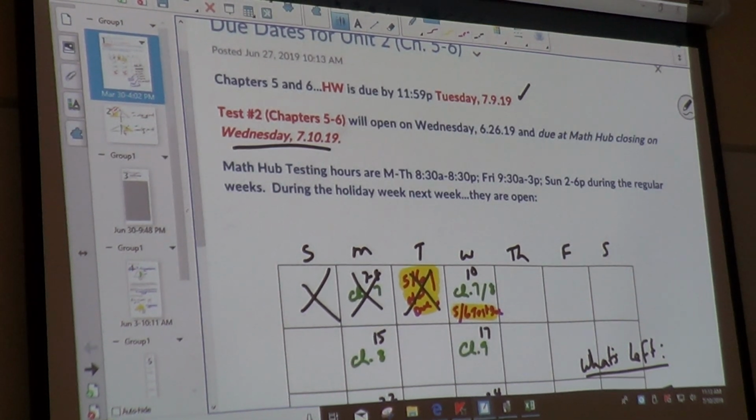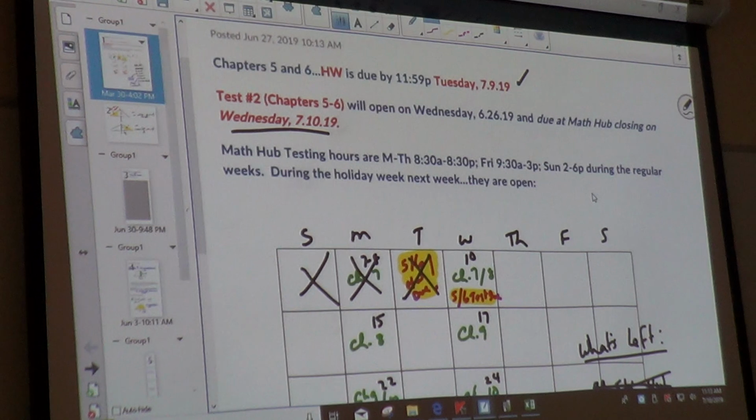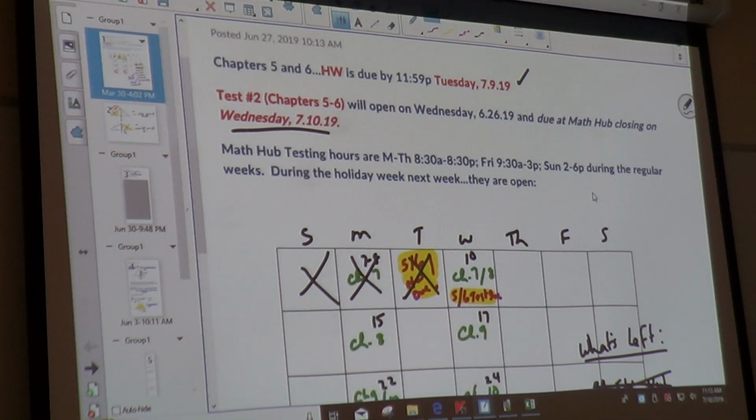Your test closes today, and only 6 people have taken the test, and your average is an 84 of those 6 that have taken it. Good news is everybody has passed with either an A, B, or a C. So far, so good. Okay.